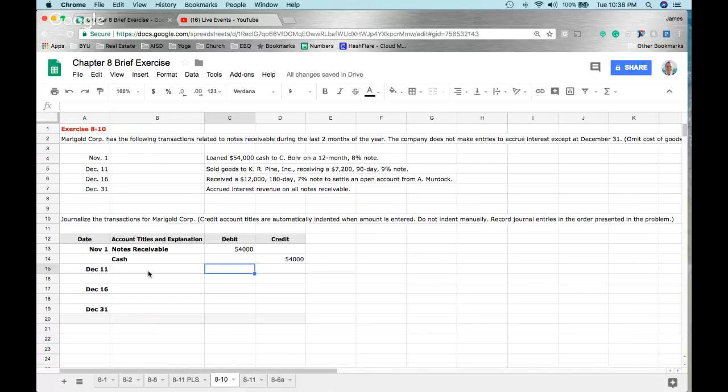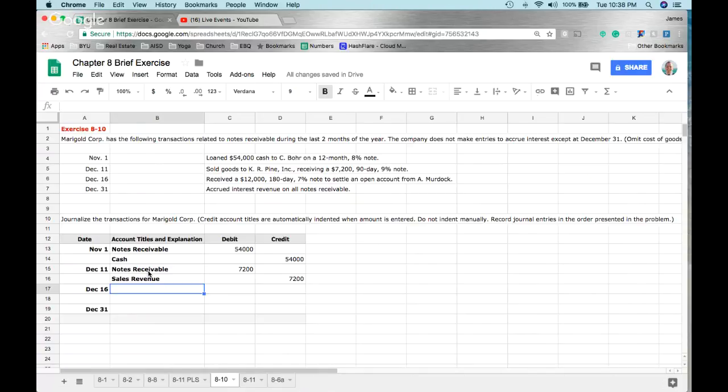And then December 11th, sold goods to KR Pine Incorporated, receiving a $7,200 90-day 9% note. So this would be notes receivable, 7,200, and the other account would be sales revenue. And then we're going to credit this for 7,200.